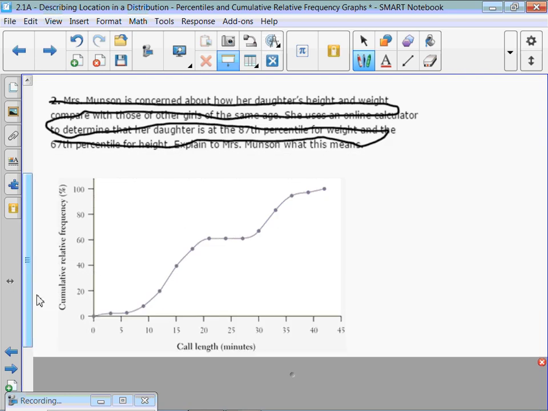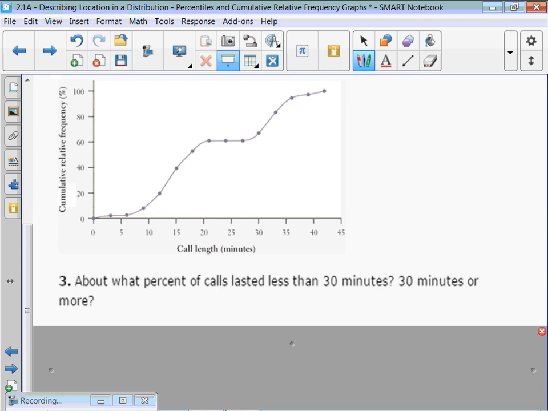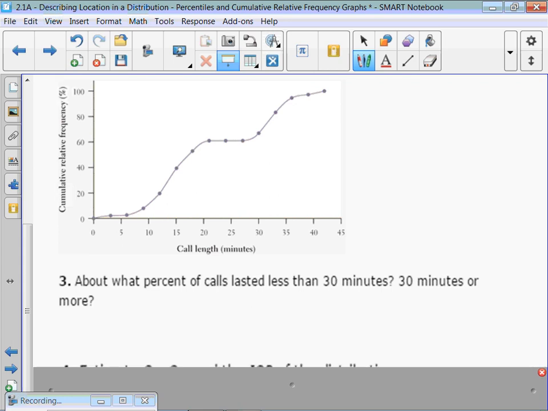Okay. And we've got call length versus percent here, all right? So about what percent of calls lasted less than 30 minutes? And then also answer 30 minutes or more. What percent of calls lasted less than 30 minutes? So you're going to start at the bottom on 30 minutes. You're going to go up right here, and you're going to go over. What do you guys think? What percent of calls lasted less than 30 minutes?